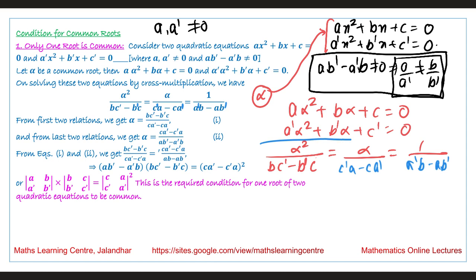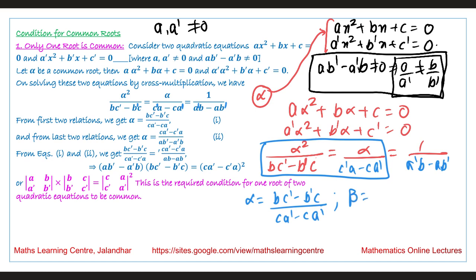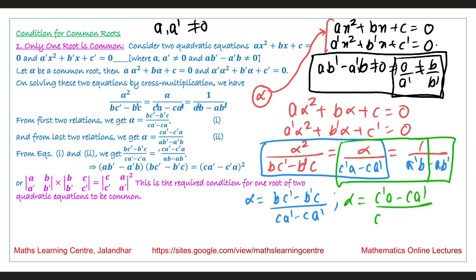So if we solve these first two equations, we will obtain the value of alpha is equal to b c dash minus b dash c divided by c a dash minus c a dash. And if we calculate the value of alpha from the next two equations, the answer we obtain is alpha is equal to c dash a minus c a dash over a dash b minus a b dash.